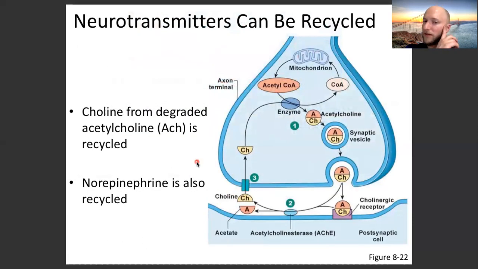Right here is what's going on at your neuromuscular junction. Acetylcholine is released. It binds onto the receptor. Acetylcholinesterase breaks that neurotransmitter into choline and acetate. Boom. The signal's broken down because you've chopped that neurotransmitter in half. You can actually then reuptake those individual parts into the cell and make more acetylcholine, so you don't waste those parts. You can degrade the signal and then recycle those parts. Norepinephrine is also recycled in a similar way.